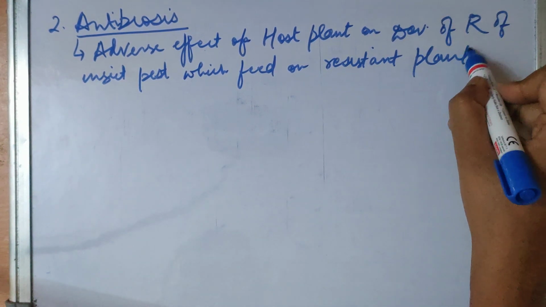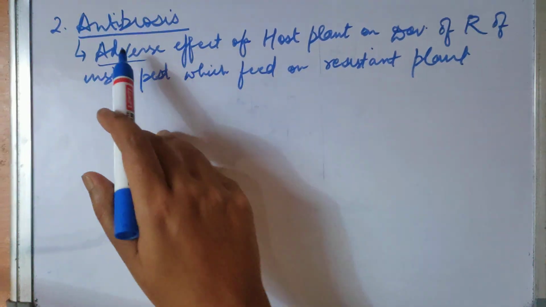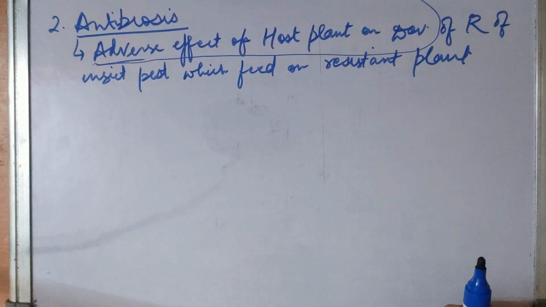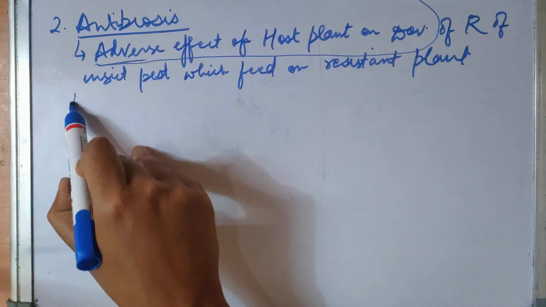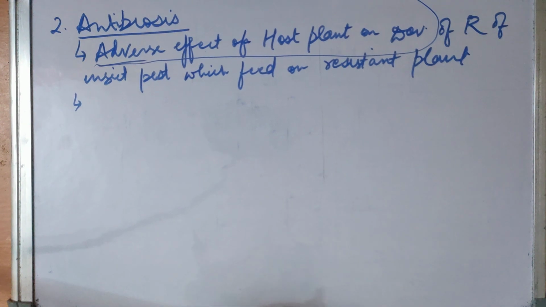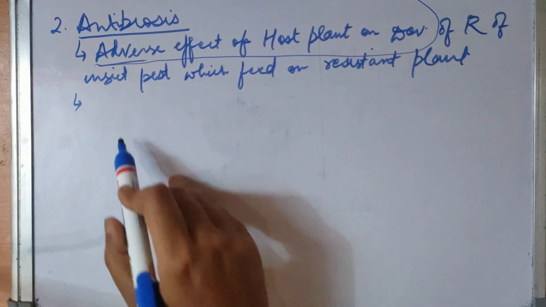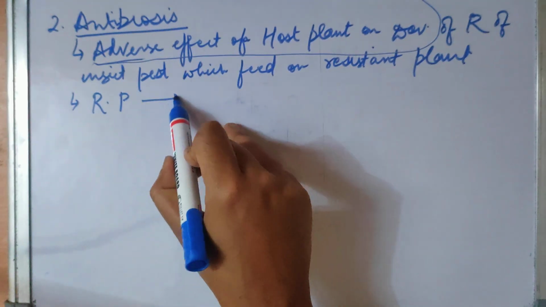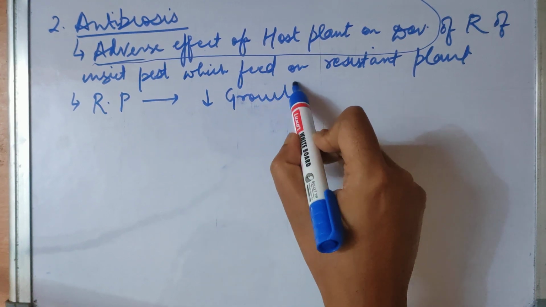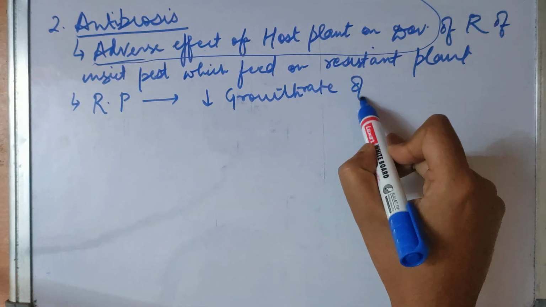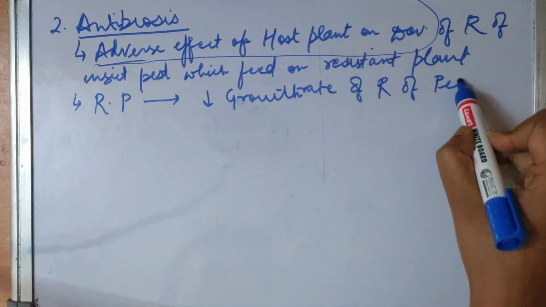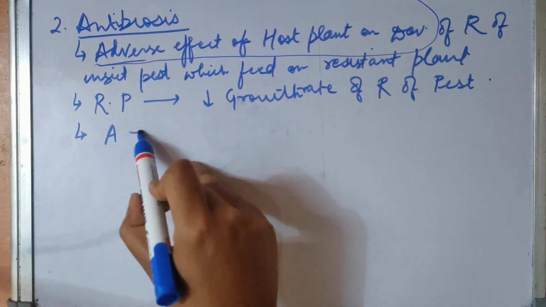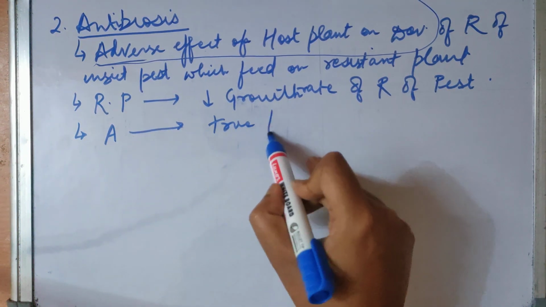So in simple words, antibiosis means showing adverse effect. The plant shows adverse effect on development of pest. Here the resistant plant retards growth rate of reproduction of insect pest. It slows down the growth rate of reproduction of pest, and hence antibiosis is also called true form of resistance.